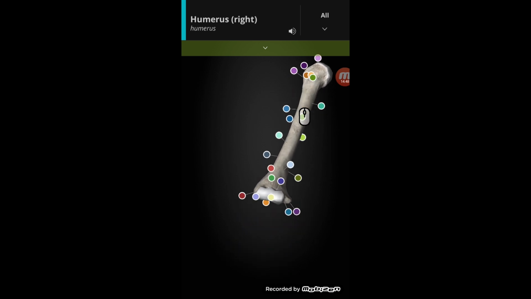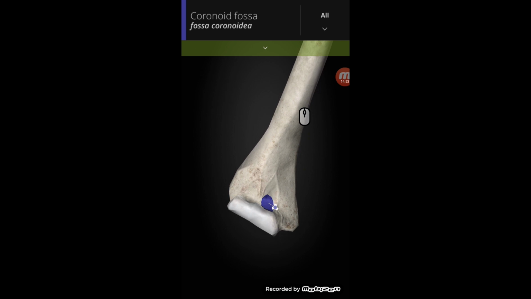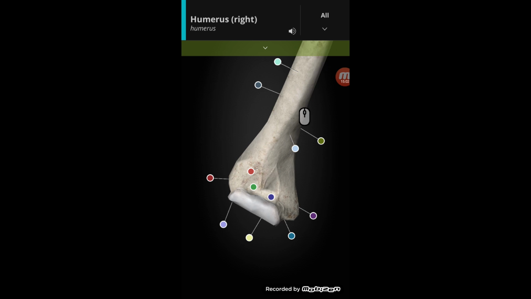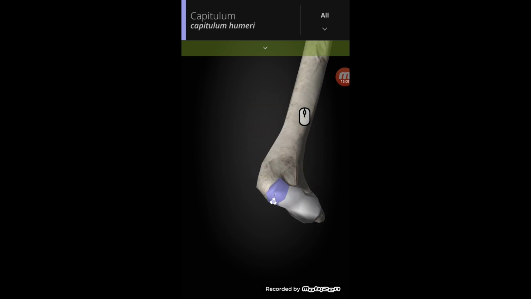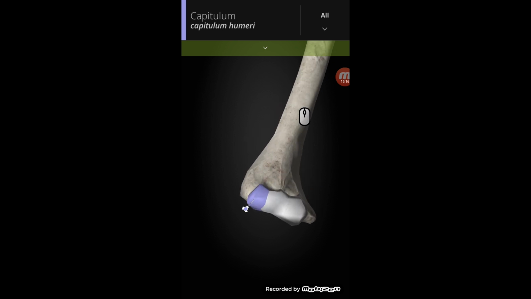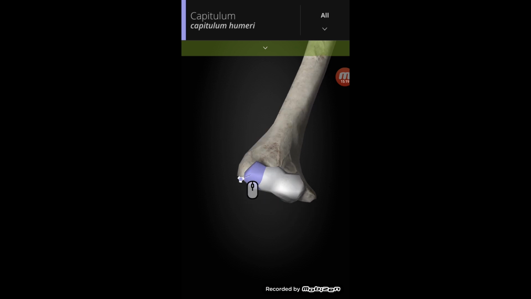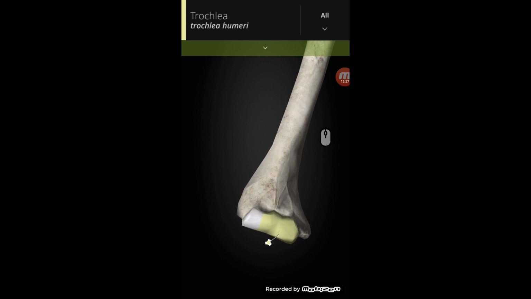One more thing, here we have fossae. This is called the coronoid fossa because the coronoid process of the ulna fits into it. And this is called the radial fossa. And the main part, the trochlea and the capitulum. This is the capitulum, the articular surface. The capitulum articulates with the radius. This is the spherical part and it articulates with the radius. And this is the trochlea. This has two surfaces dividing.